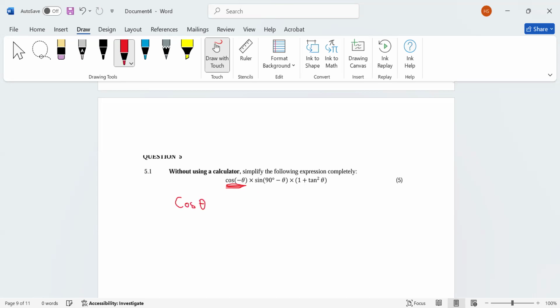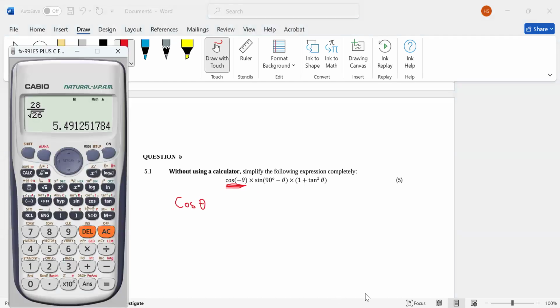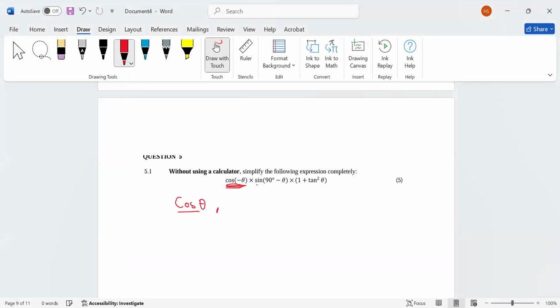So we are going to use a plus-minus rule. And then we will have cos theta. We'll have cos multiplied by sine theta. And we will have cos theta again, so cos theta multiplied by cos theta.